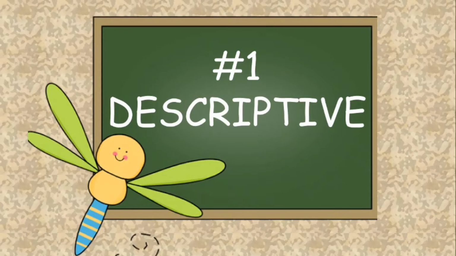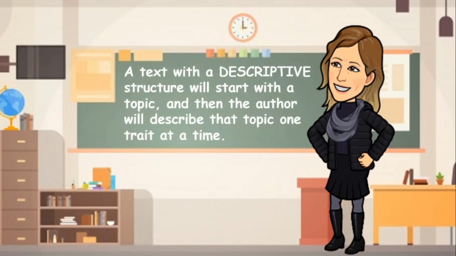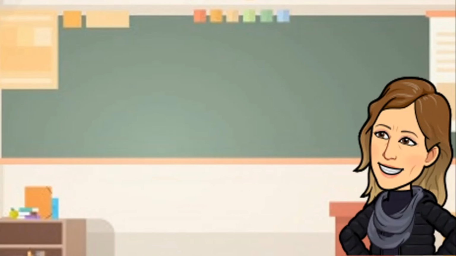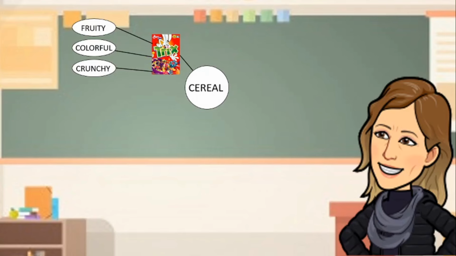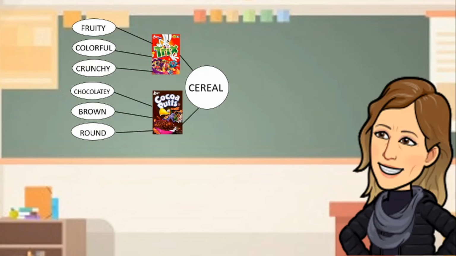Number 1 is descriptive. A text with a descriptive structure will start with a topic, and then the author will describe that topic one trait at a time. For example, let's say the author wants to write about cereal. They could start by talking to you about Trix. They could describe Trix as being fruity, colorful, and crunchy. They could then go on to talk to you about Cocoa Puffs. They could say that Cocoa Puffs were chocolatey, brown, and round.